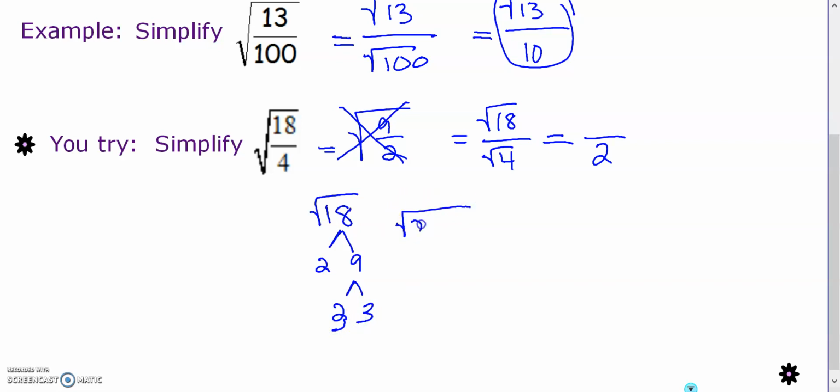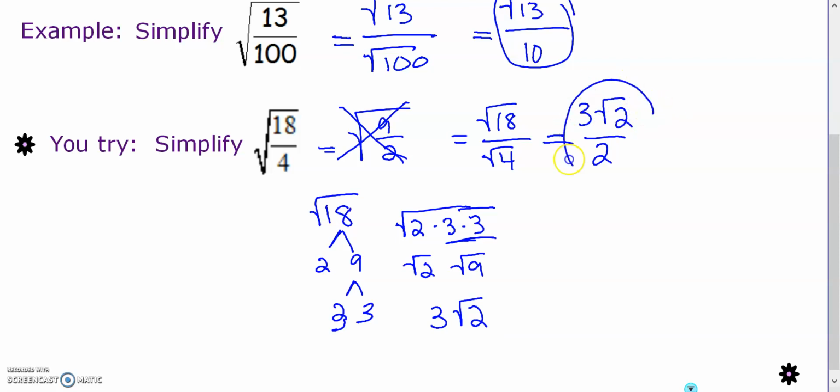Now under the radical, I have a single 2, and then I have a pair of 3's. These 3's are square root of 9. The square root of 9 is 3. I'm going to write that in front. And then I have 2, which stays under the radical. I'm just going to reinsert that into my fraction on the top and call it a day. We do always want to take a look at any numbers here outside the radical that we could maybe simplify, but in this case we cannot.